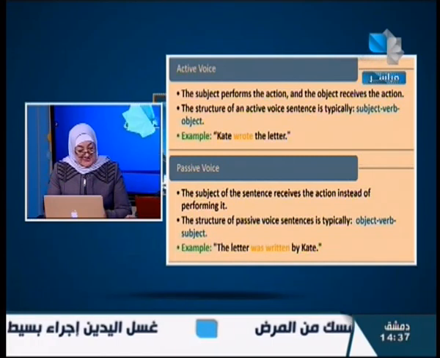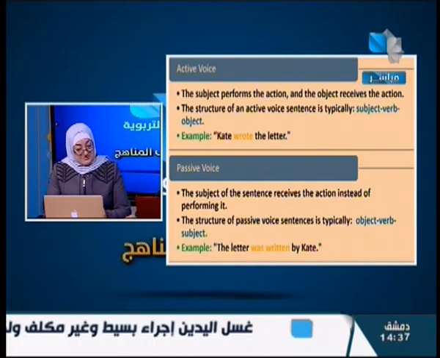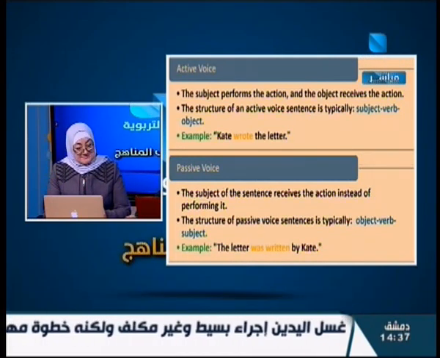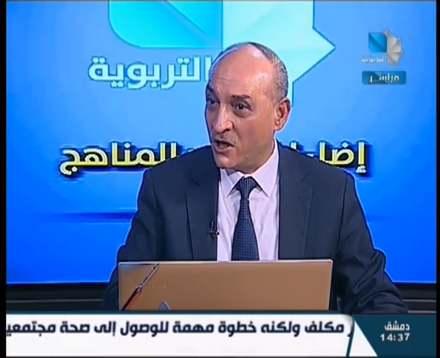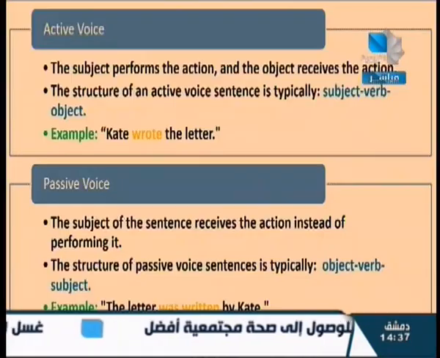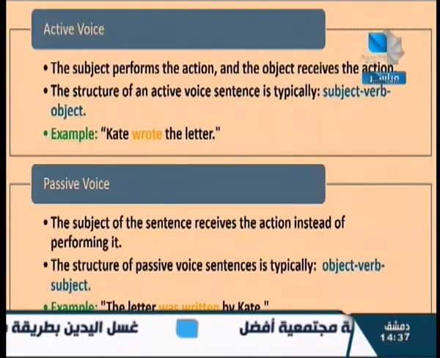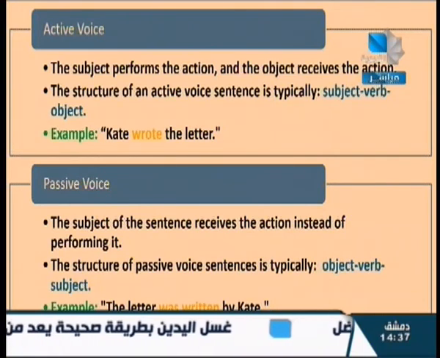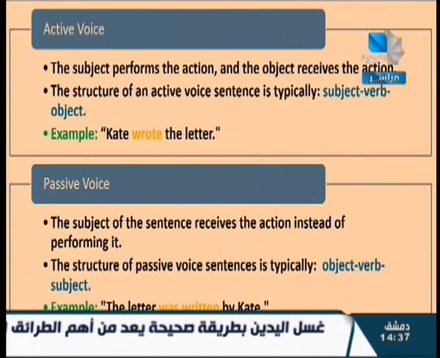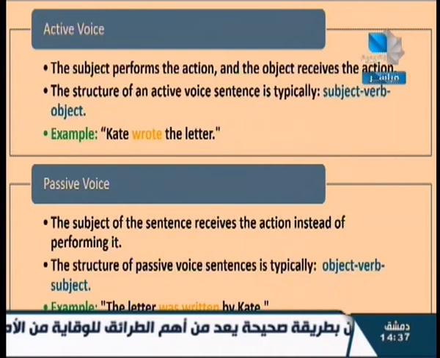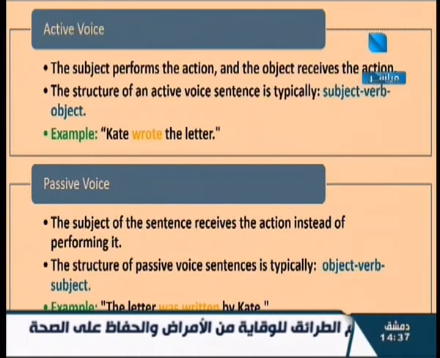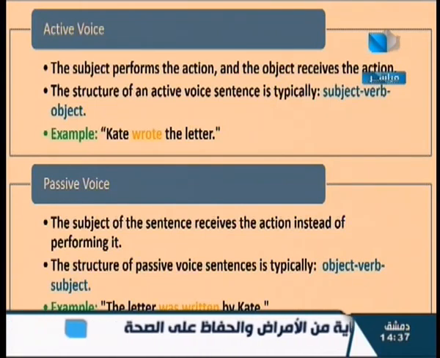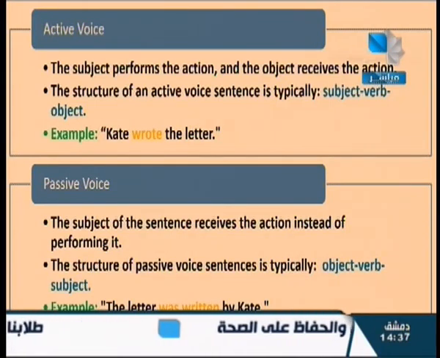Now what about the passive? Kate is the doer of the action. Yes. Kate did the action. They concentrate on Kate. Kate wrote the letter, so she is the doer. So here the subject is the doer of the action, and the object receives the action. So here the whole sentence tells us what the subject did, what Kate did. So this is active.